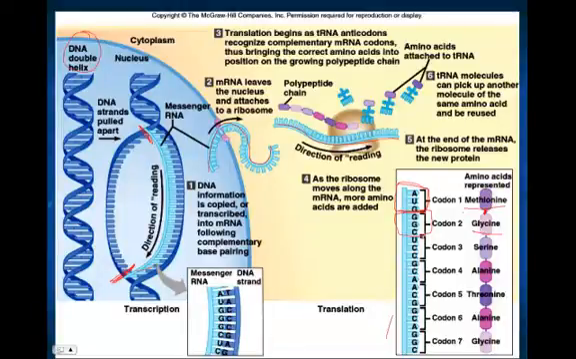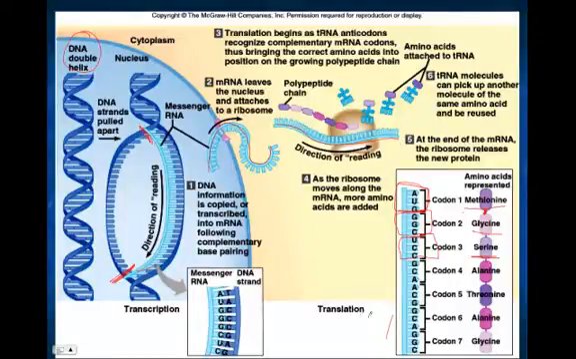Then as that ribosome moves down again along that messenger RNA, this third one is going to code for another amino acid, serine, to be brought in. So another transfer RNA will bring in that amino acid serine into the right place. And again, you can see, we'll just continue to move on down the messenger RNA, bringing in the right amino acids based on whatever is coded for in our messenger RNA.